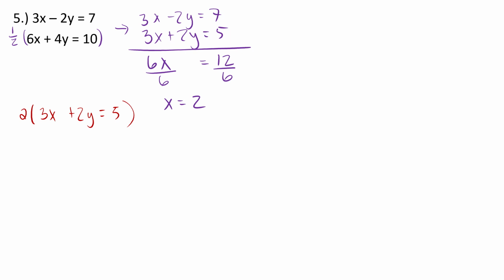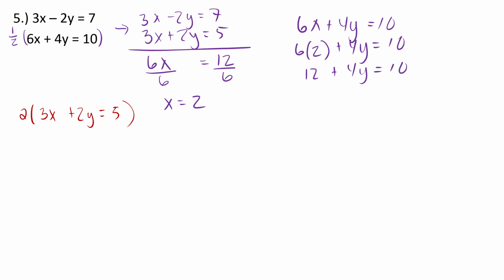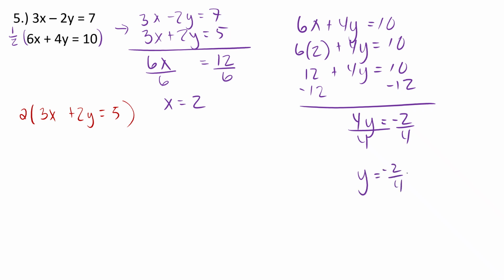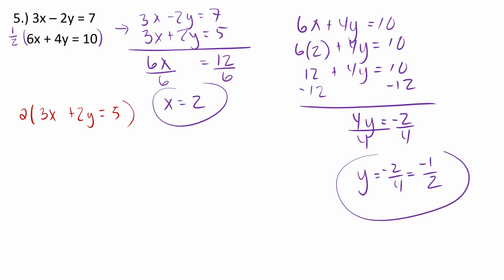And I feel pretty good plugging that in pretty much anywhere. So I'm going to go ahead and plug it in. We'll plug it into the bottom equation, which I could use my adjusted version of it, but okay. So 6 times 2 is 12. We'll subtract 12 from both sides to get 12 minus 12 is 0. So 4y is equal to -2. Divide both sides by 4, and -2/4 simplifies to -1/2. So we have x is 2 and y equals -1/2.